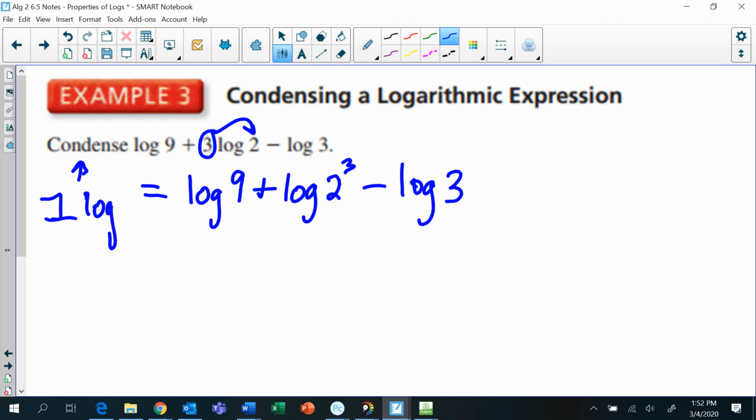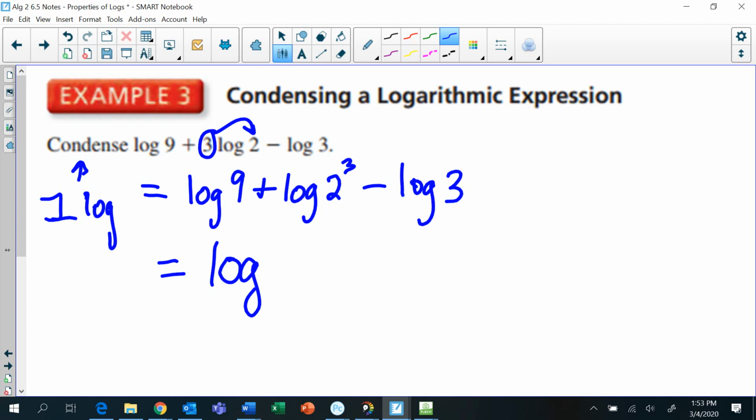Now, order of operations, so that's kind of like doing powers first. When we have addition and subtraction, we go left to right. So as I go left to right, I'm going to do the addition first. If I'm adding, I'm going to have one logarithm.